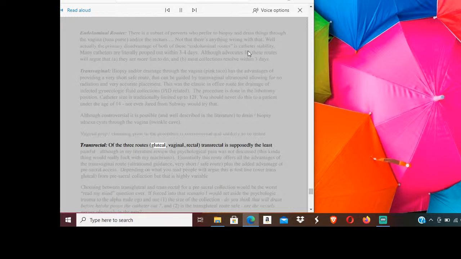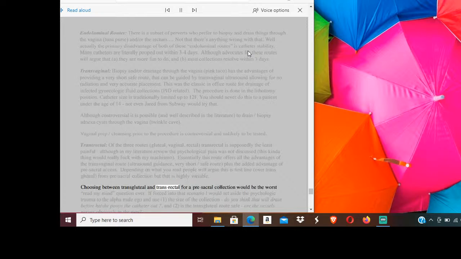Transrectal. Of the 3 routes, gluteal, vaginal, rectal, transrectal is supposedly the least painful, although in my literature review the psychological pain was not discussed. This would really mess with my machismo. Essentially, this route offers all the advantages of the transvaginal route, ultrasound guidance and a very short, safe route, plus the added advantage of presacral access. Depending on what you read, people will argue this is first line, over transgluteal, for presacral collections, but that is highly variable.